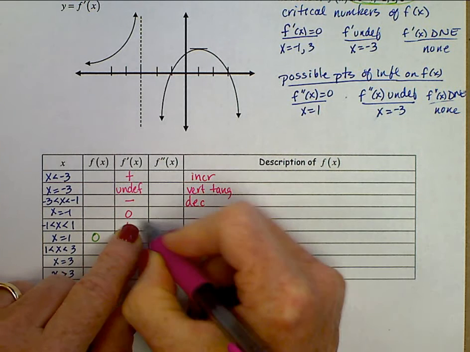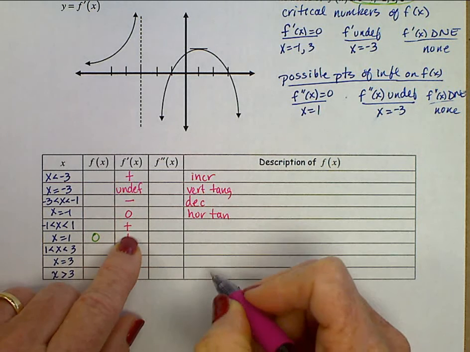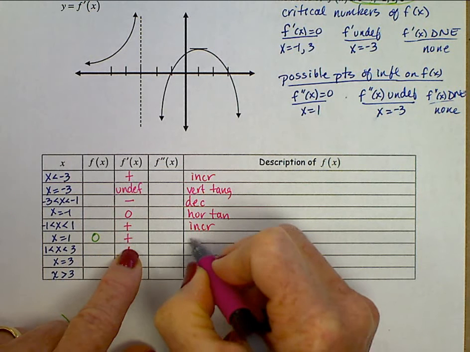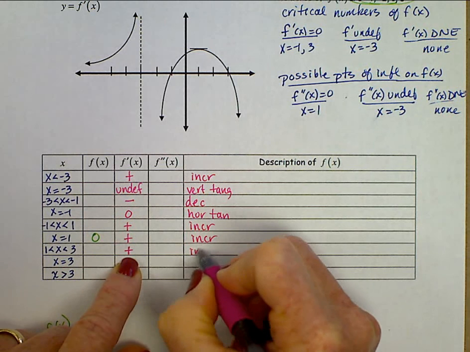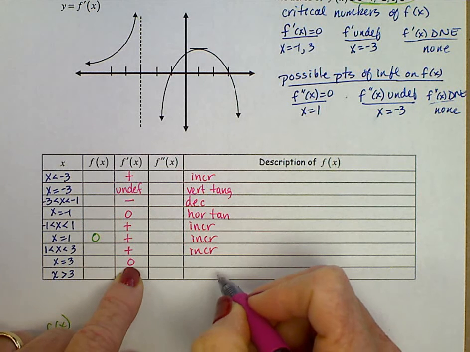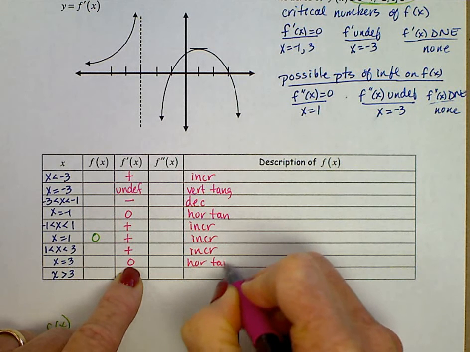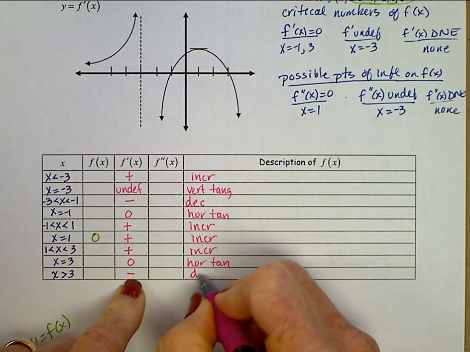Oh, here we have a horizontal tangent on f of x. Then f of x is increasing, still increasing. At x is 3, f of x will have a horizontal tangent. And then when x is greater than 3, f of x is decreasing.